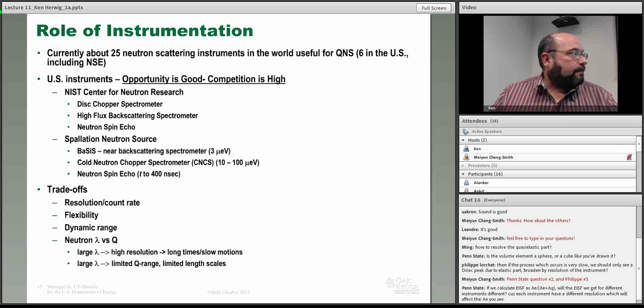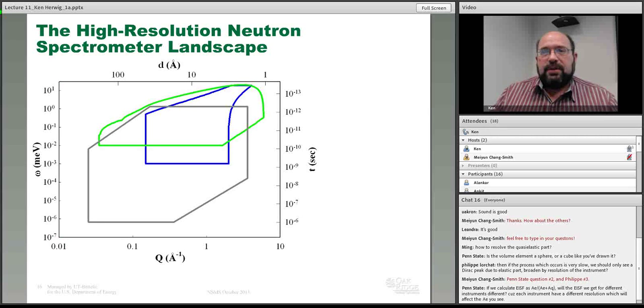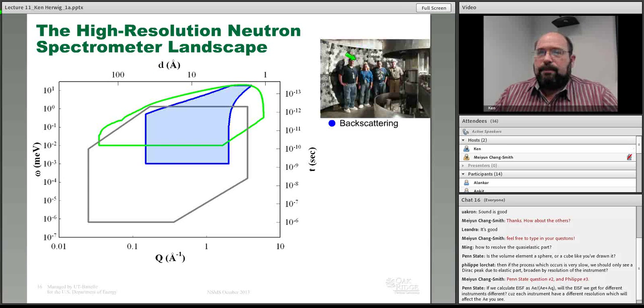Yes, ma'am. Okay. So let's go to the high-resolution neutron spectrometer landscape. This is essentially a phase-based map of neutron instrument performance. Left and on the bottom are the variables we directly measure, the neutron energy transfer and the momentum transfer, and then the reciprocal variables on top and to the right, time scale and length scales. And so let's go through.